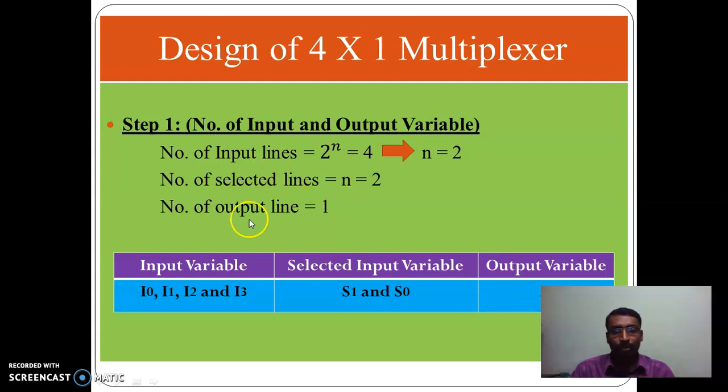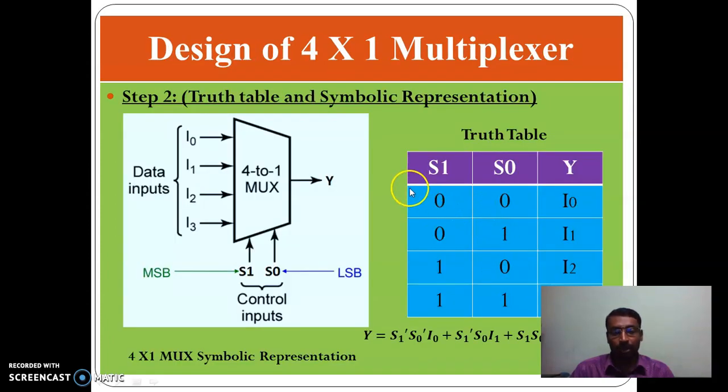So the input variables: 4 input lines are there, which I represent as I0, I1, I2 and I3. Select inputs are 2, so I represent S0 and S1. Output variable is 1, which is Z. Next step, with the help of the truth table, I formulate the select inputs S0 as 0 and S1 also 0. Then the information present in input line 0 will be produced in the output.